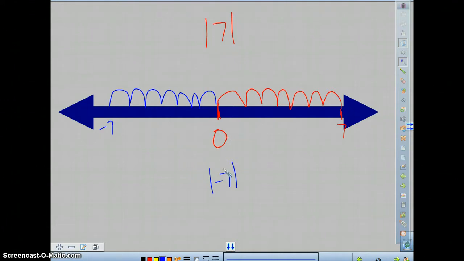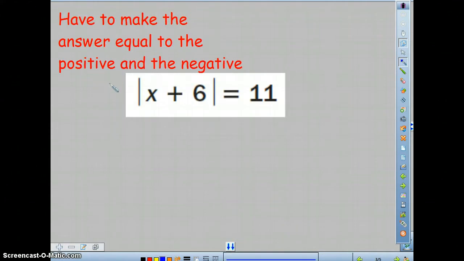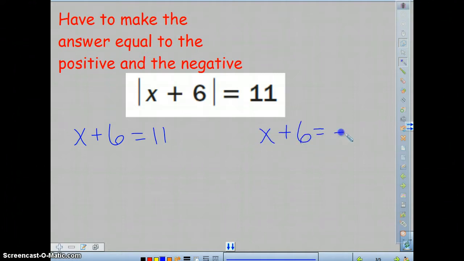That's absolute value. So when we talk about solving absolute value equations, we have to remember that there possibly are going to be 2 different answers for each equation. What we have to do is make our answer equal to the positive and the negative. Because if this absolute value is going to equal 11, well, it could be a positive 11 or it could be the negative 11. The way that we're going to do this is we're going to rewrite it: x plus 6 equals the positive 11, and we're also going to write x plus 6 equals the negative 11.